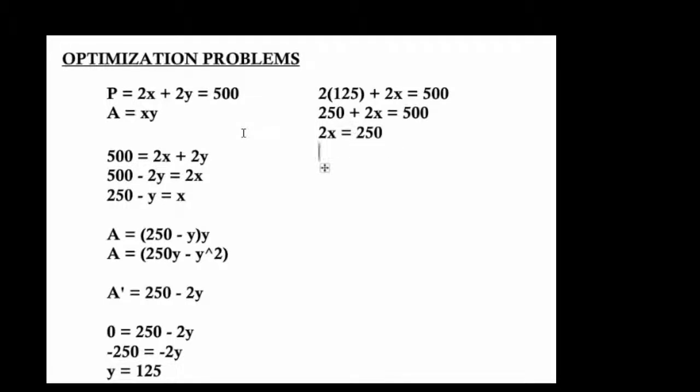So we have 250 plus 2x equals 500, and then we bring the 250 over, so it's 2x equals 250, and now x equals 125. So the maximum area, if we plug both x and y in, is going to be 125 squared. This is the maximum area.